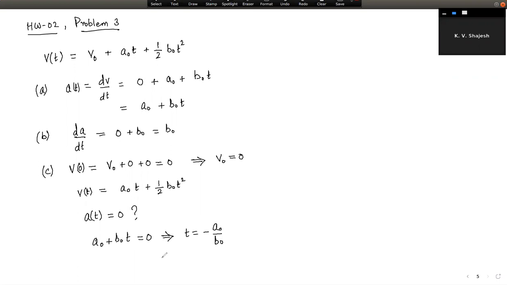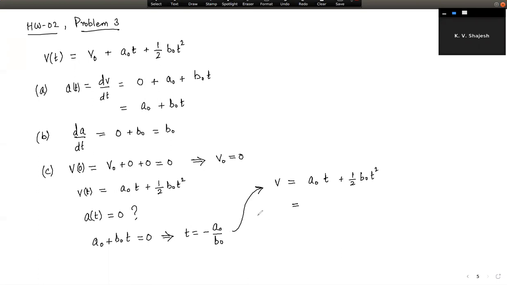But it's not the time that's being asked in the problem. At this particular time, that's a special time when the acceleration becomes 0. At that particular time, what is the velocity? That's the question being asked. So velocity at this particular time is equal to a naught times t plus half b naught t squared. That's a general formula.